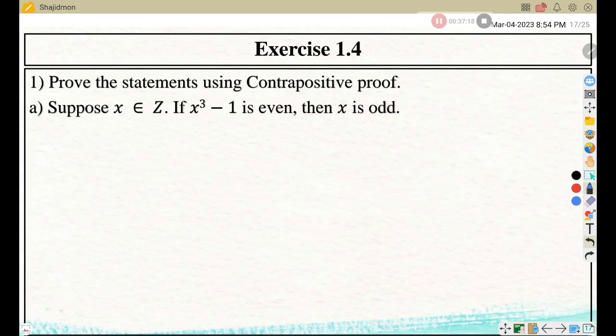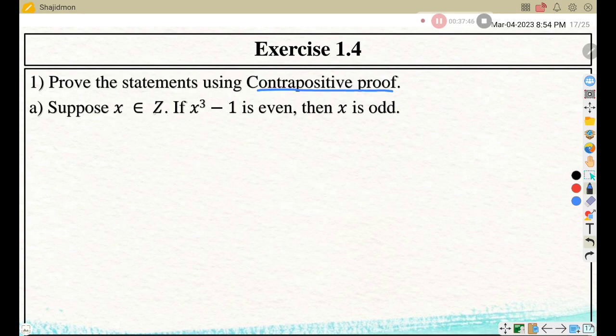Now let's start the questions from the exercise regarding these two: how to prove by the method of contraposition, and second, the direct method. We will go through the questions one by one. The first question: prove the statement using contraposition, or the indirect method. Prove this statement using contrapositive proof. Just now we did the same model.